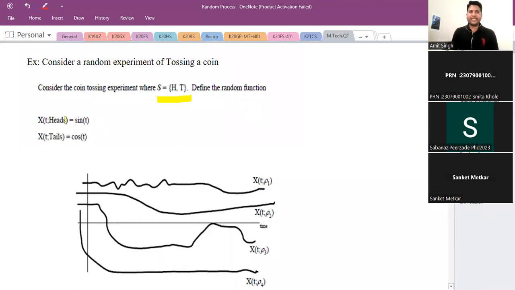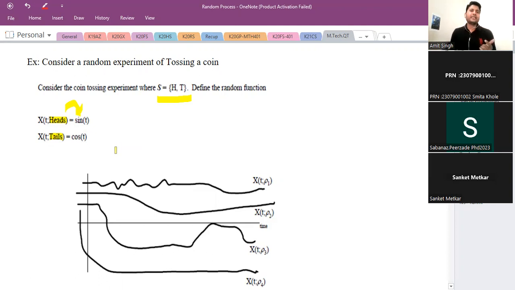So the first one is X. Head is an outcome from the sample space and tail is also an outcome from the sample space. Better to say, in place of outcome, the member of the sample space. So now I am taking head with the time t and making a function as sine t. Now you may ask from where sine t comes into the picture. It is quite simple: it is decided on the basis of the nature of the values of x.